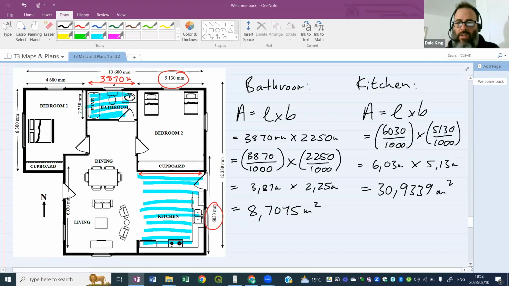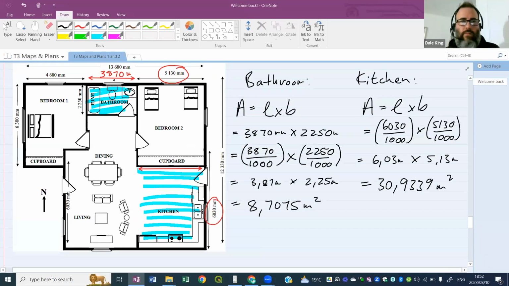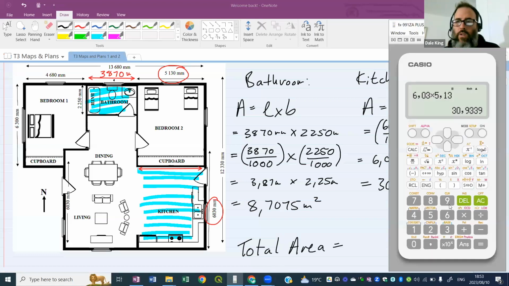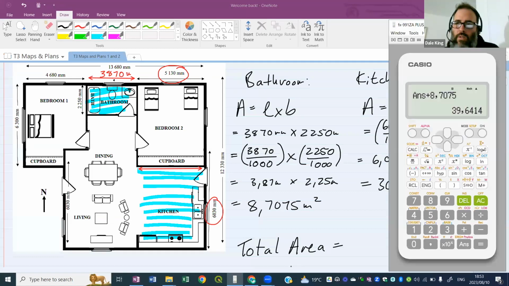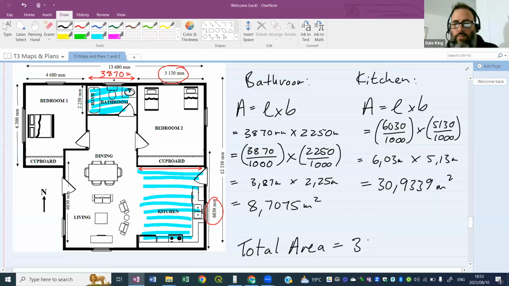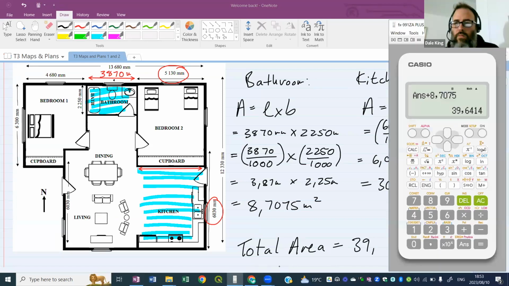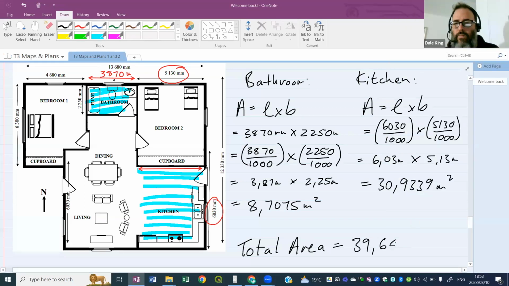All right. What do I do now? You're going to add those two answers together. So the total area: 30,9339 plus 8,7075. This gives us 39,6414. Yes. Can I round this off? Yes.